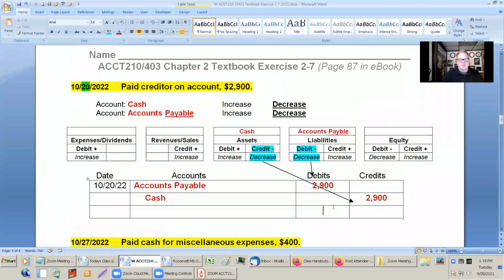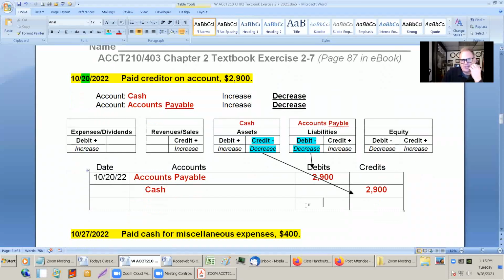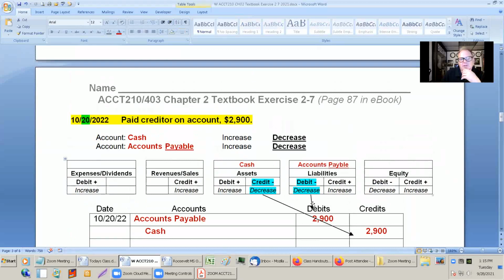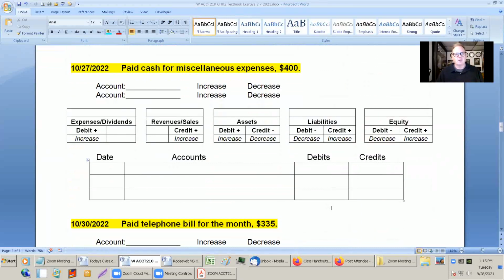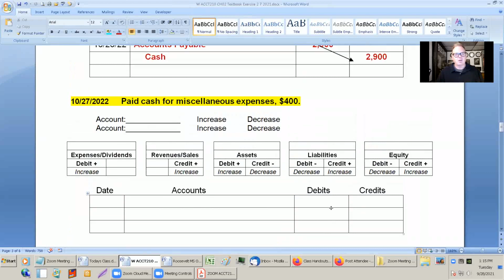Again, with this method, most people get the two accounts and whether it's going up or down. Figuring out what the debit and credit is can be more difficult. It's one of those things that you just get used to doing. The more you do, the better you get. It takes a while. Nothing wrong with that.